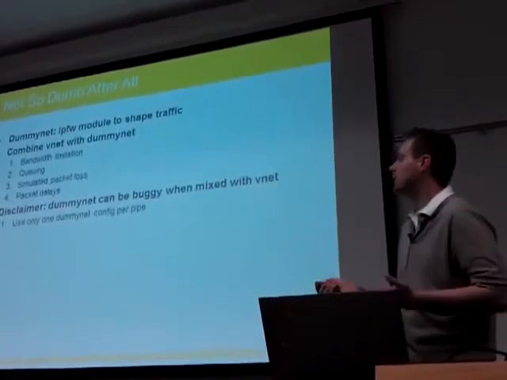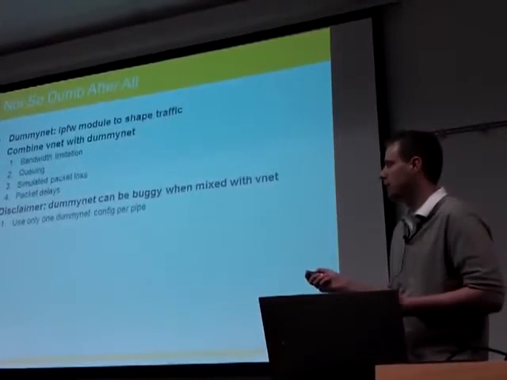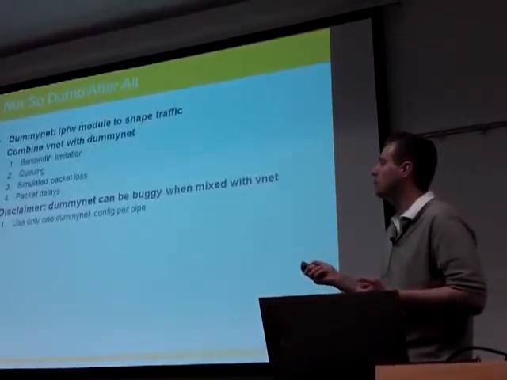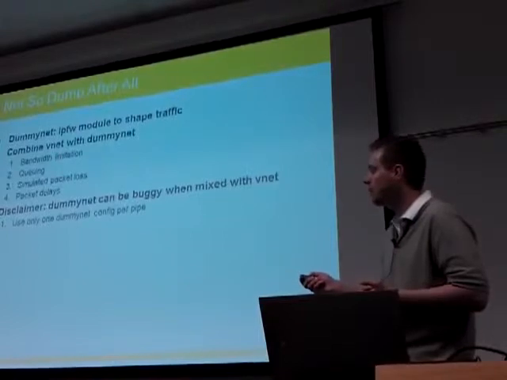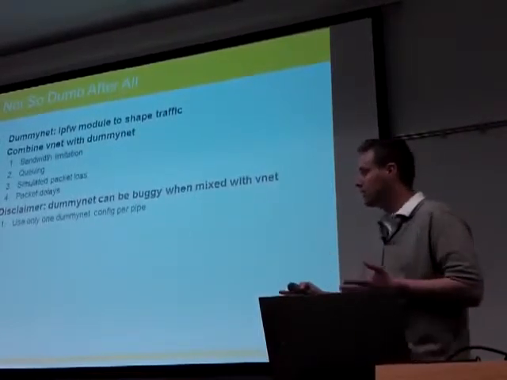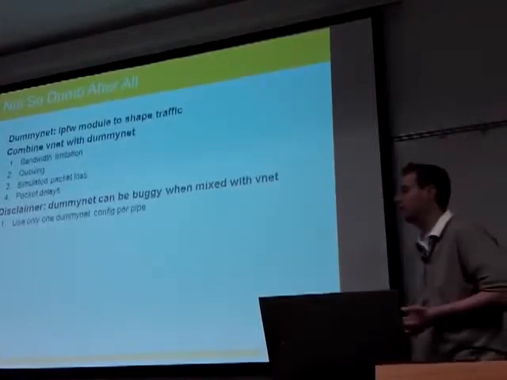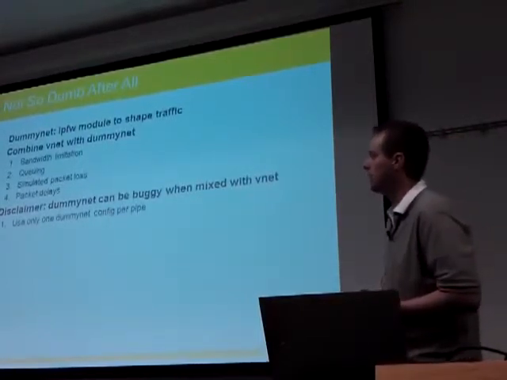But when you mix it with VNet, you can only do one of those per DummyNet pipe. So if you want to do bandwidth limitation and packet delays at the same time, then you have to have multiple DummyNet pipes. It's pretty easy to do, but it's just a little bit of a gotcha.